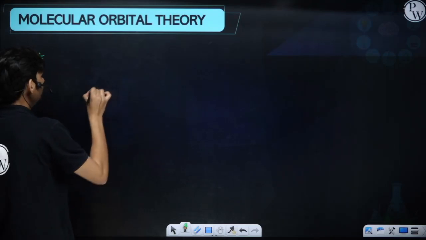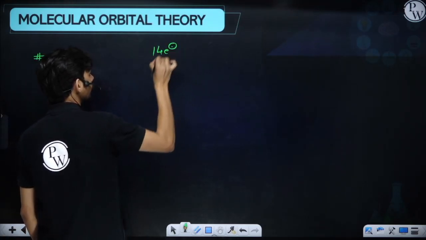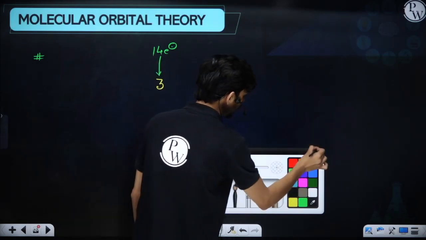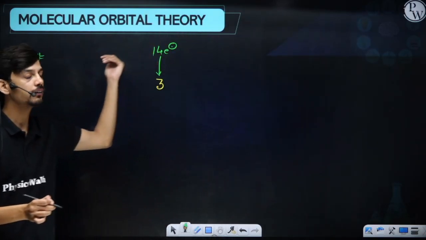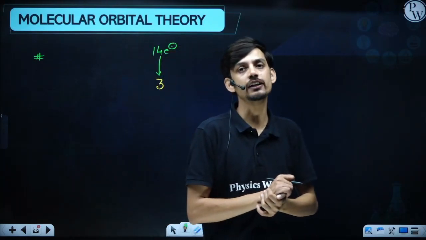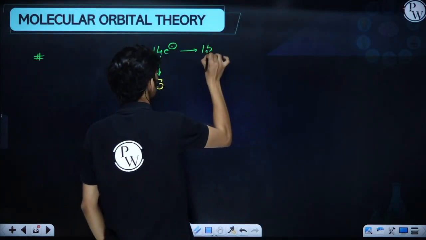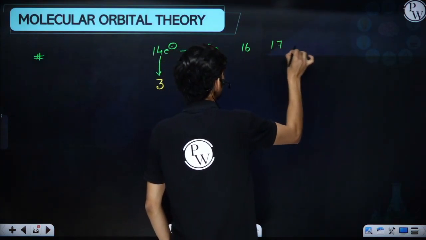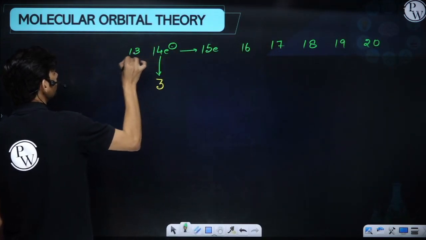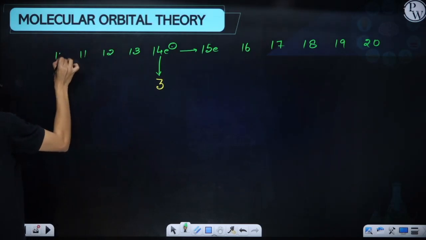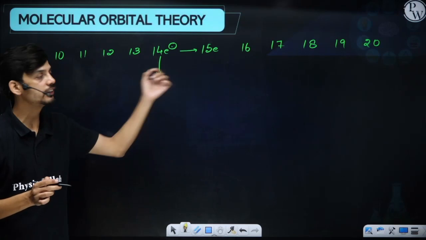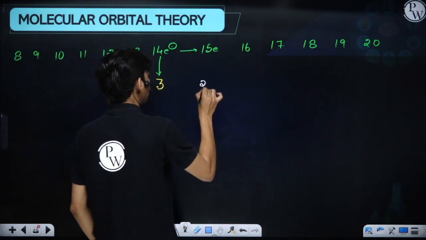Another trick to find the bond order is, if you are having 14 electrons, you will have a bond order of 3. And now if you are going ahead or behind, for each electron increase or decrease, you are going to have a change of 0.5 in the bond order. That is for 15, 16, 17, 18, 19, 20 electrons, and going back 14, 13, 12, 11, 10, 9, 8. So for 15 and 13, you will have a decrease in bond order of 0.5. That is, for 15 electrons, the bond order will be 2.5.